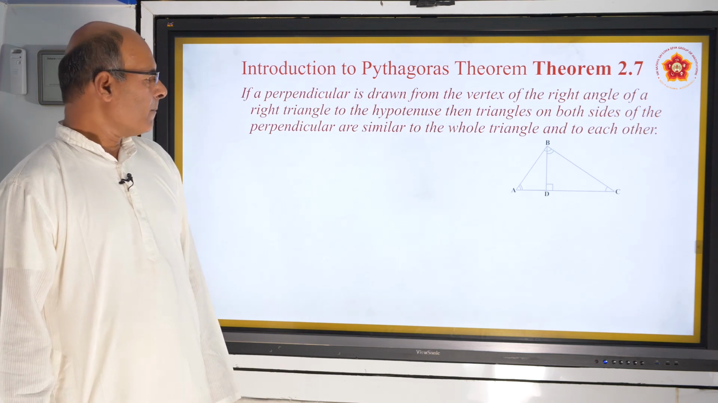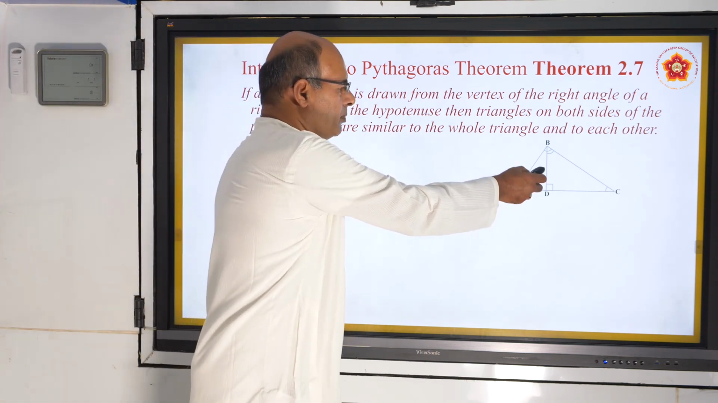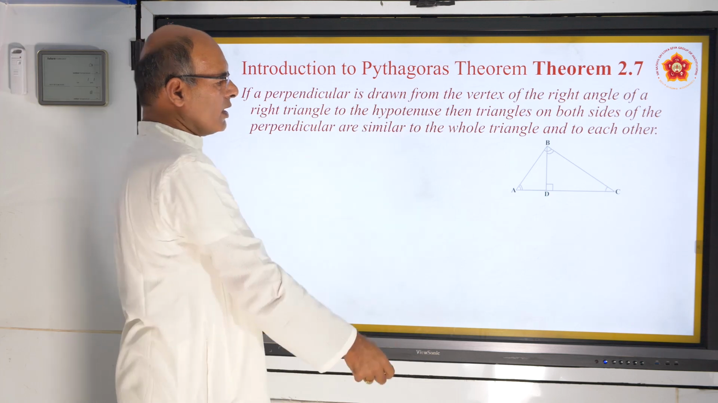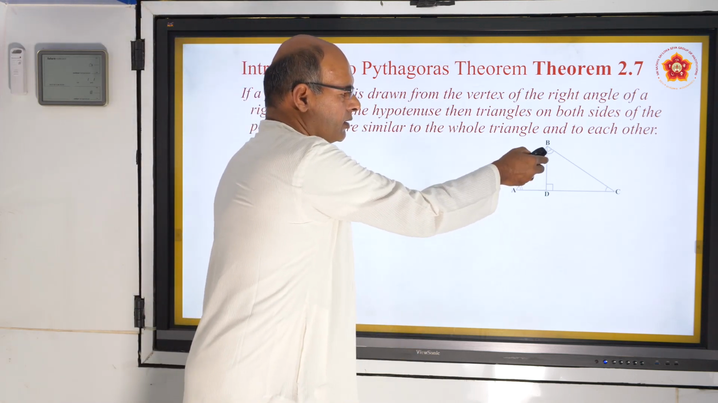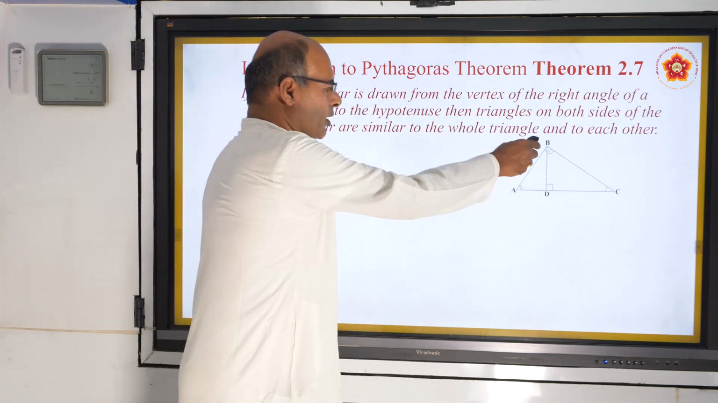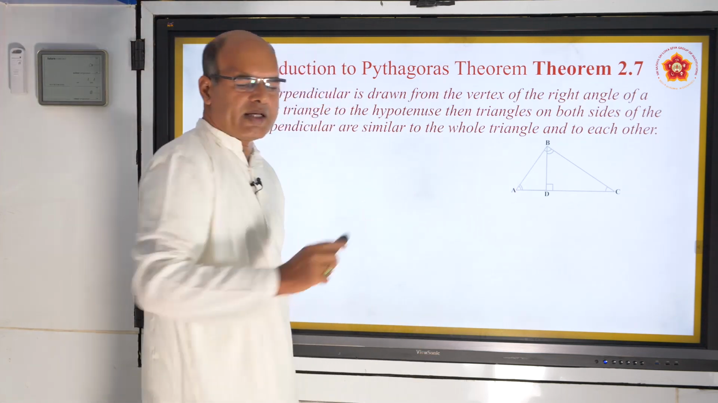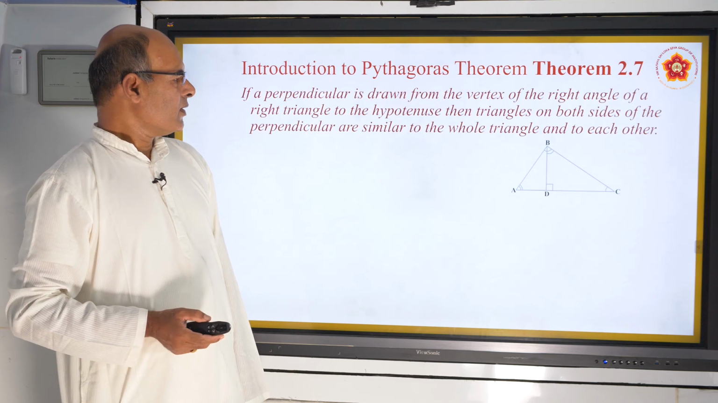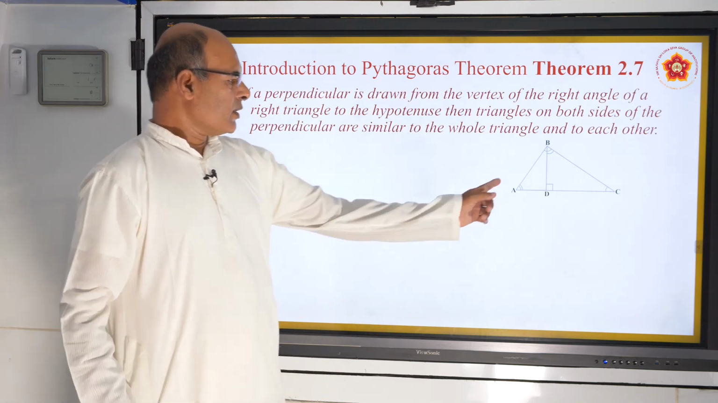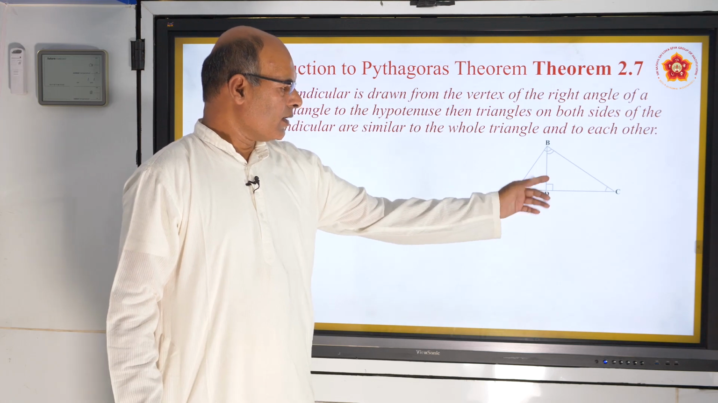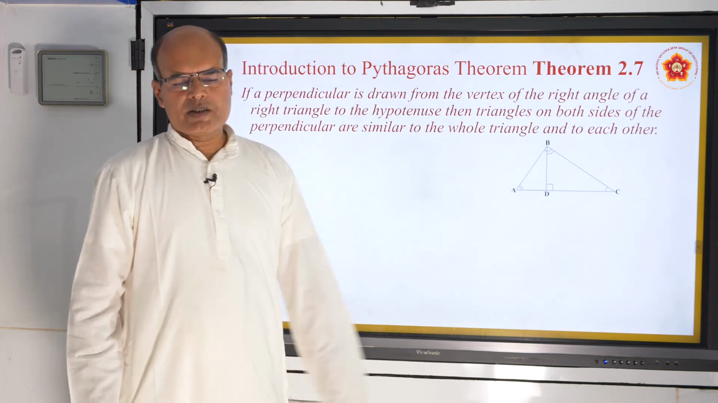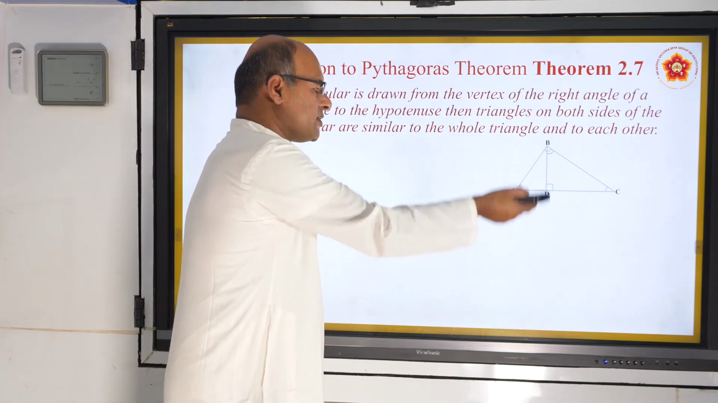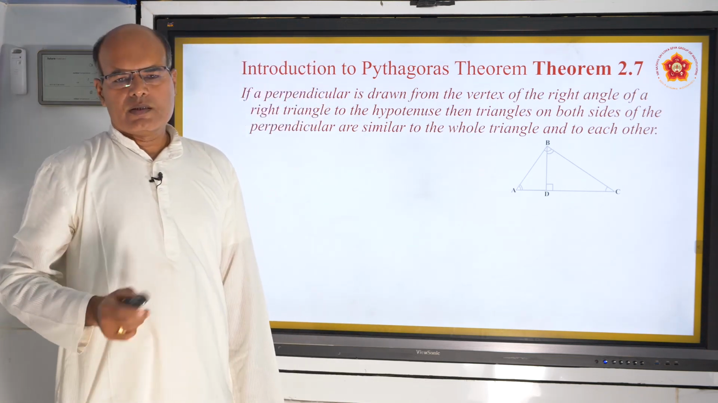Drawing: ABC is a right angle triangle with angle B equal to 90 degree. So here is a right angle triangle. A perpendicular is drawn from the vertex containing the right angle. BD is drawn perpendicular to AC. So that is the hypothesis part, the assumption part. The conclusion part is we have to prove that the triangles formed on either side of the perpendicular are similar to the whole triangle and to each other. We have to prove that triangle ABD and triangle BCD are similar to the triangle ABC and similar to each other.